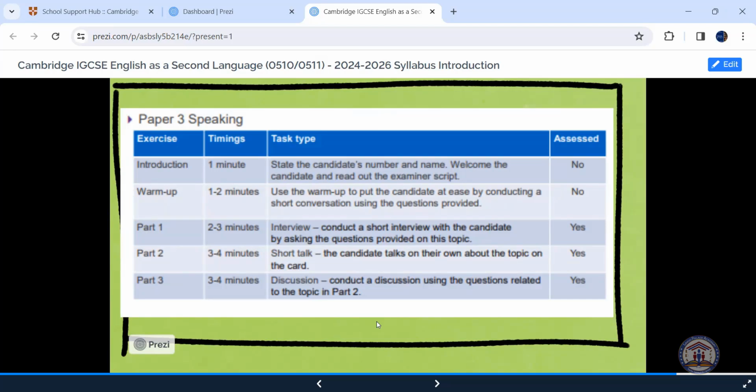What about part 3? After part 2 is over, part 3 is a kind of discussion. It's a long discussion somehow. You, as an examiner, will conduct a discussion using questions related to the topic in part 2. And it is also like the IELTS, because the speaking test in IELTS is exactly the same: interview, short talk, and discussion.